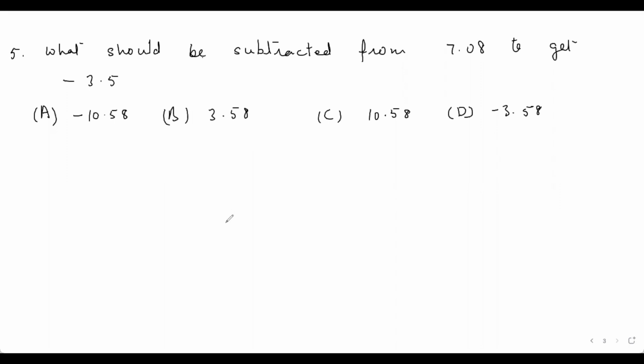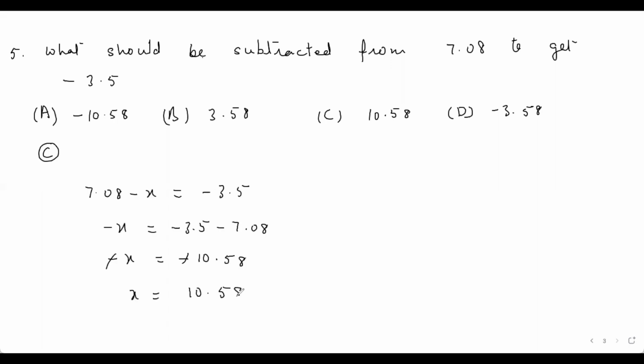Now the fifth question is what should be subtracted from 7.08 to get minus 3.5? There are 4 options. Find the correct one. I'm going to write its solution here. Let x be subtracted from 7.08 to get minus 3.5. I have written the solution here. Check it yourself.